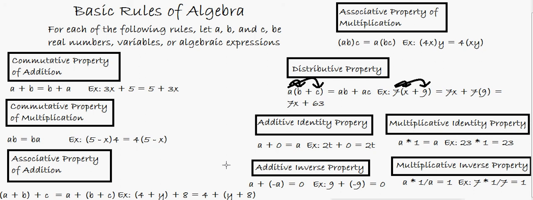The additive inverse property says that if you take a number a and you add it to its inverse, or in this case, its negative, you get 0. So in our example, we have 9 plus negative 9 equals 0. And finally, we have the multiplicative inverse property, which says that a times 1 over a equals 1, or a number times 1 over that same number will give you 1. So in our example, we have 7 times 1 over 7, which is just 1.